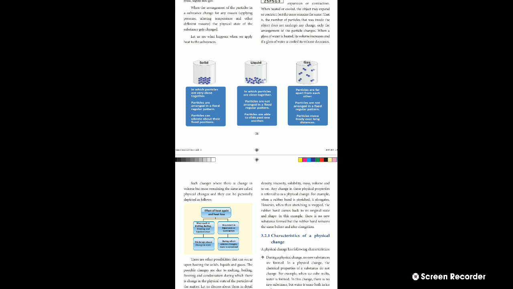These three differences are very important for a 5-mark question: what are the properties of solid, liquid, and gas? Okay, all right, children.